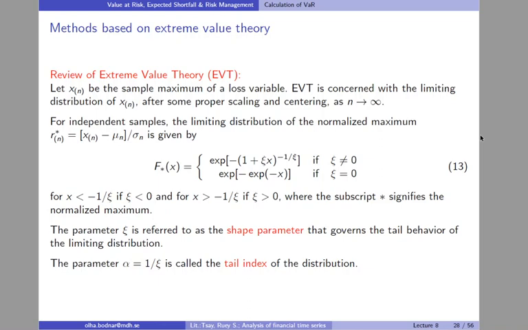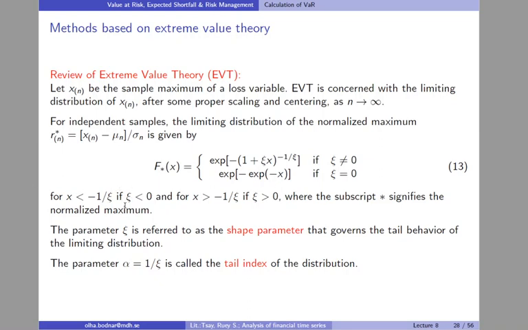For independent samples, the limiting distribution of the normalized maximum is given in this way. So here we call this epsilon, I think it's epsilon. Yeah, could be epsilon. So it's the exponential of minus 1 plus epsilon x to the power of minus 1 over epsilon, if epsilon is not 0, and if it's 0, well, the exponential of minus the exponential of minus x.